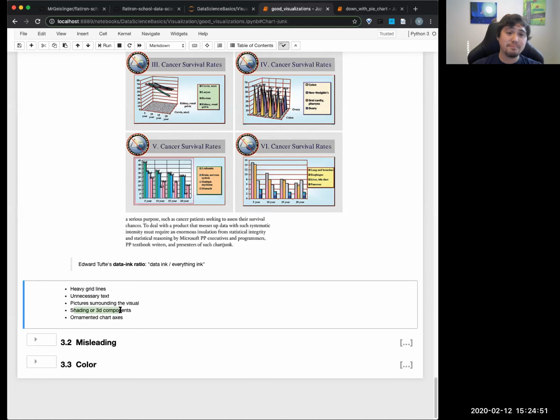Shading or 3D components. For the record, a visualization should not use 3D. I will tell you right now, I would say most visualizations that have 3D in them are harder to understand than if you just made a 2D version of it. Okay. And then ornamented chart axes. Sometimes you'll see people do little funky stuff, like extra fuzz down here, or they'll put little icons to represent each tick mark. There's some weird stuff people do.